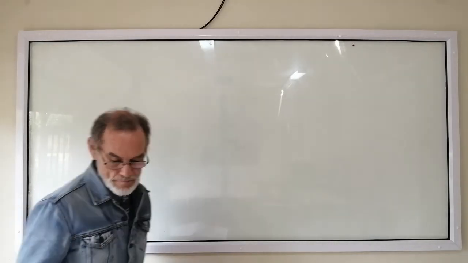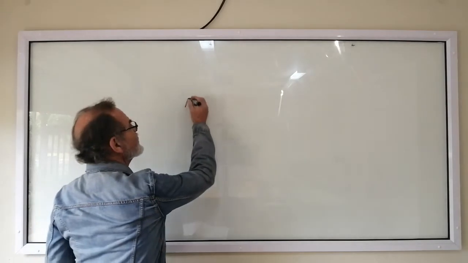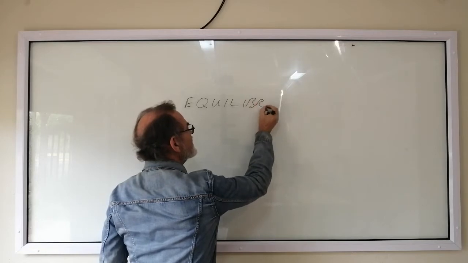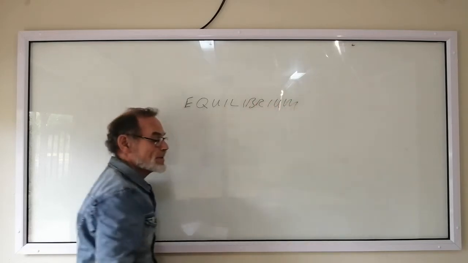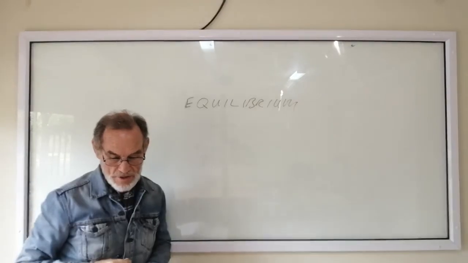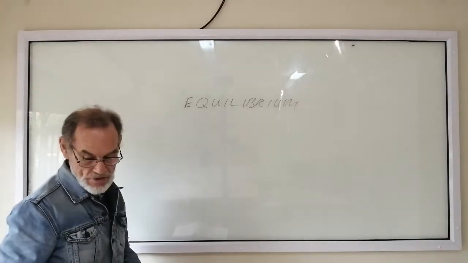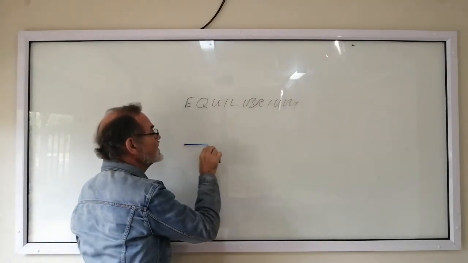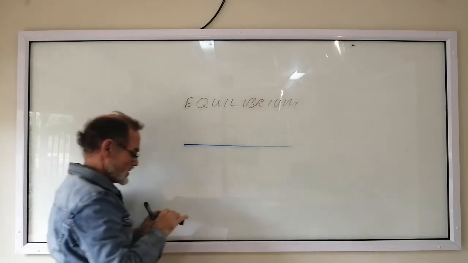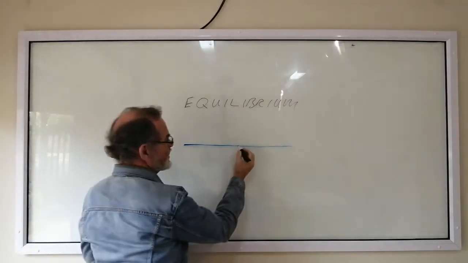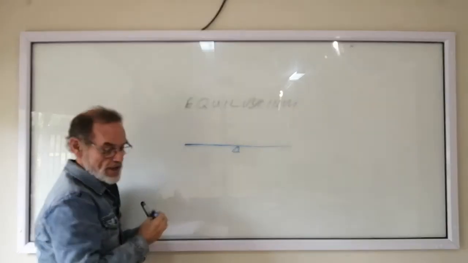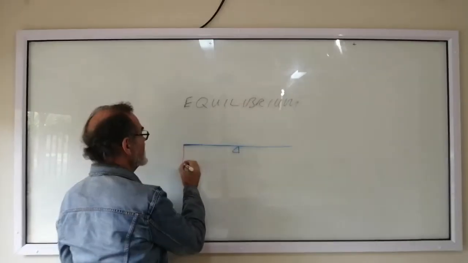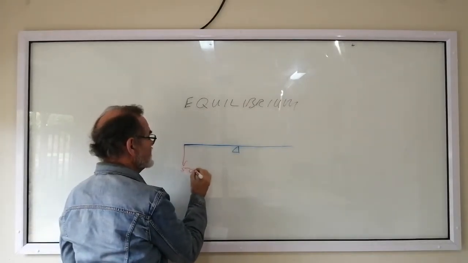Alright, equilibrium. This is just a recap from the last section, and I need to emphasize this. If we have an object here, or a beam as I like to call it, this beam has a pivot, okay, and we have forces here. Let's have a force. There's a force here of 500 Newton.